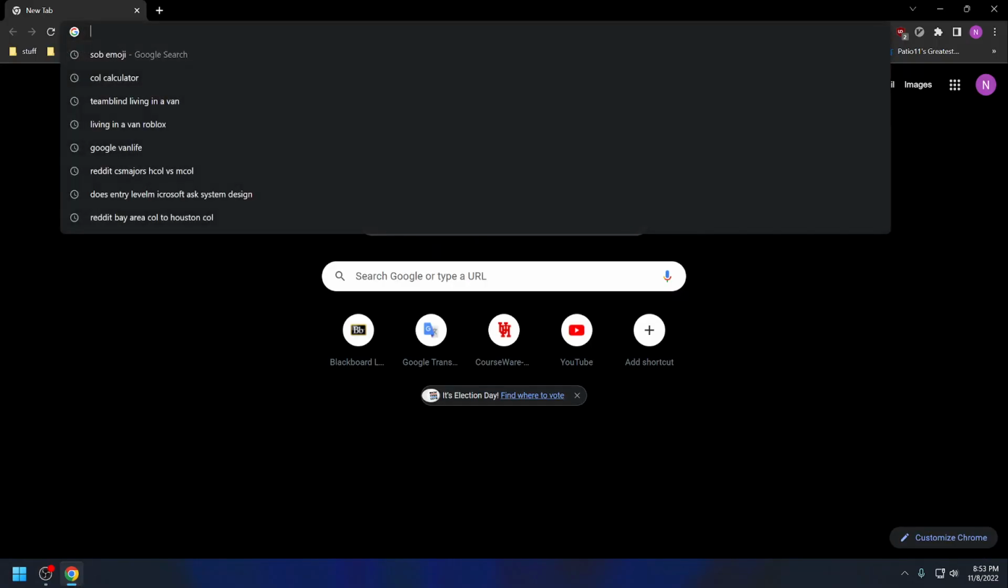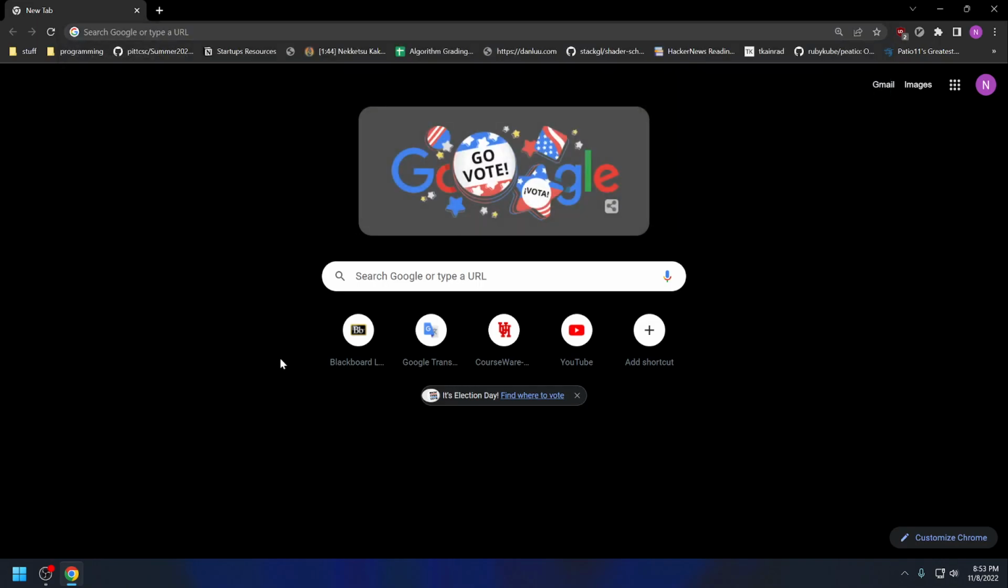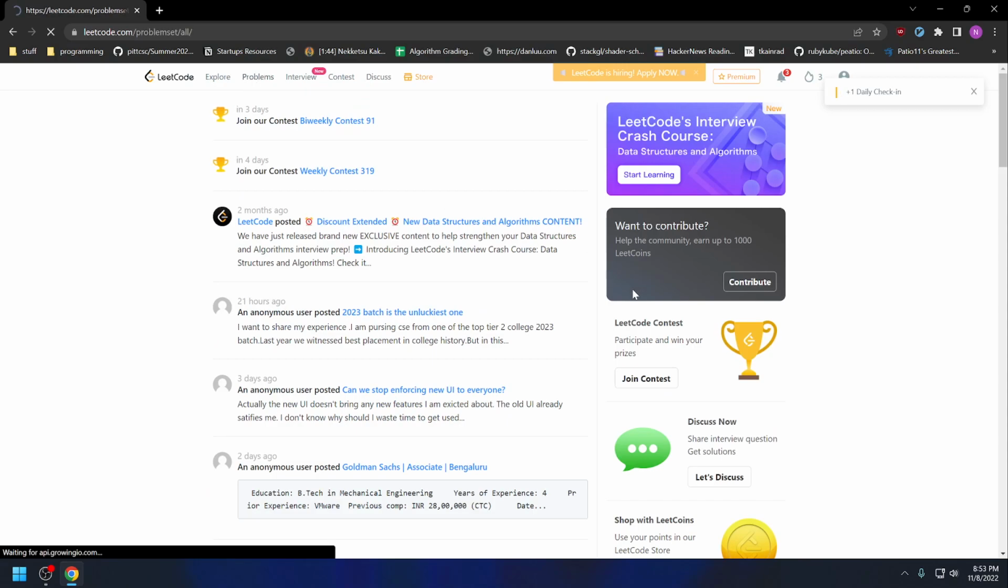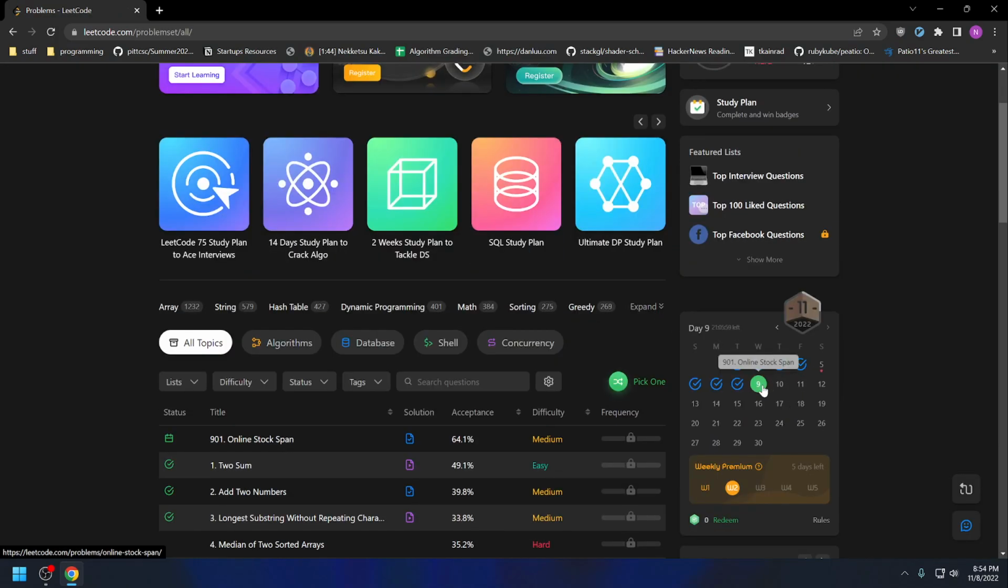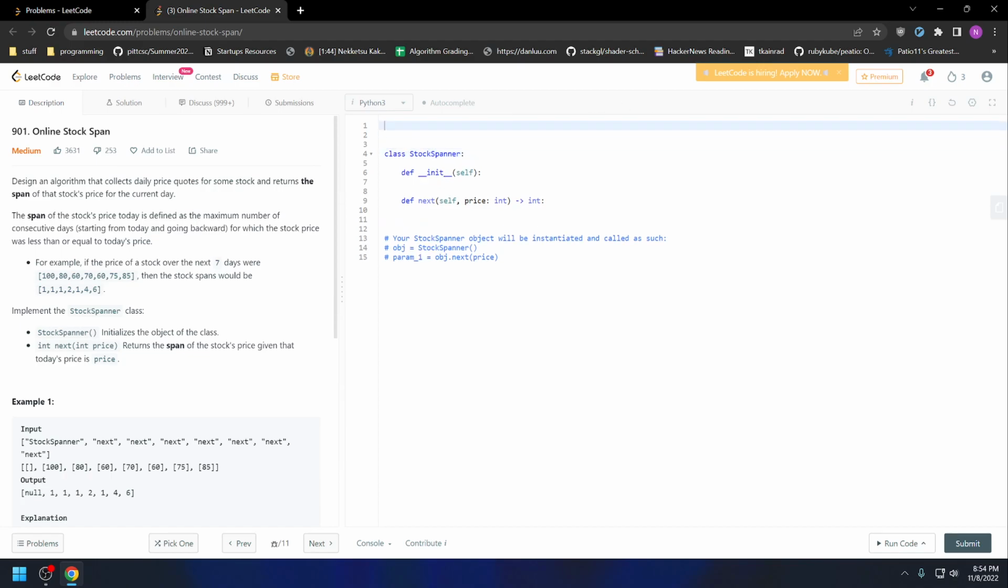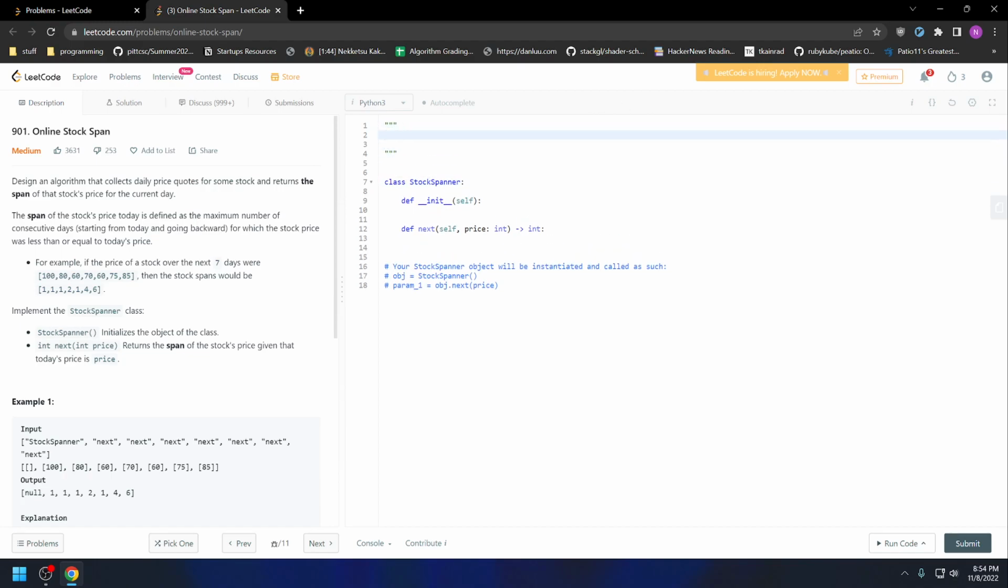All right, so today I will be doing LeetCode. This is the problem for November 9th. The problem is Online Stock Span. Okay, so it's a medium problem, I know this one. Okay, let's take a look.